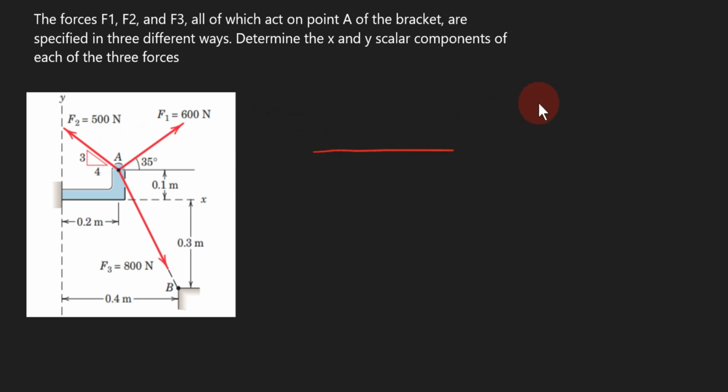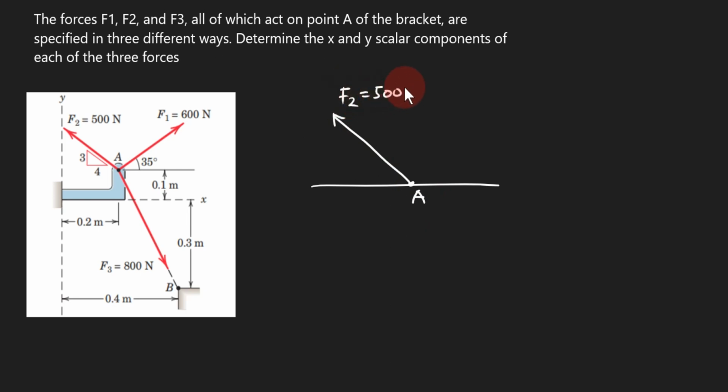Let me use white here. So let's say we have this horizontal line here, and then we have F2 here, and this is our point A. So this is F2, and that's equal to 500 Newton. So you have that small triangle there.